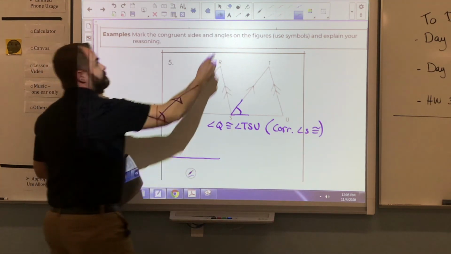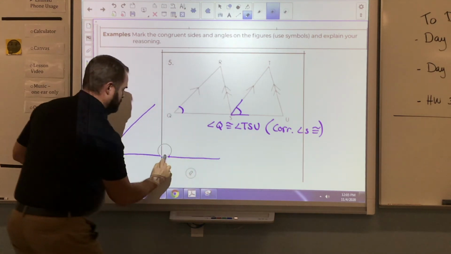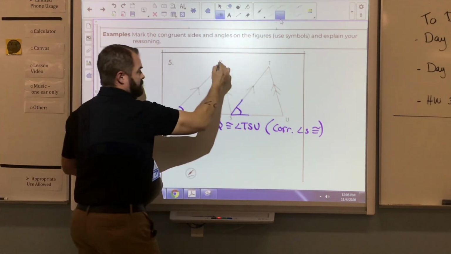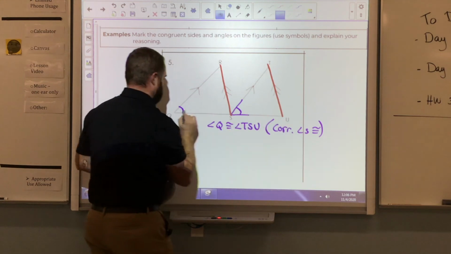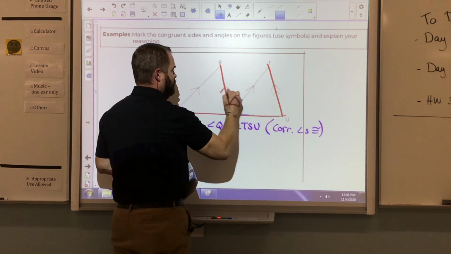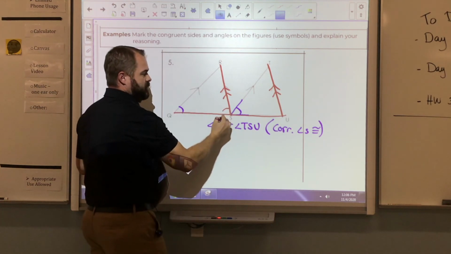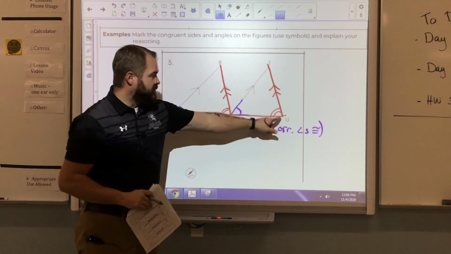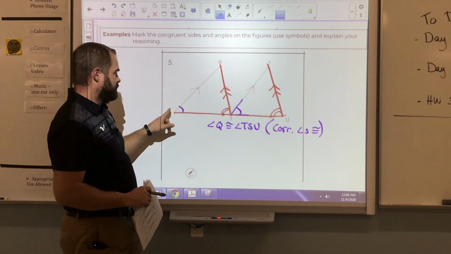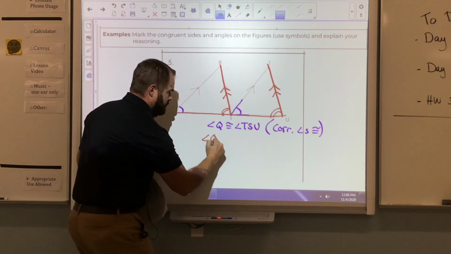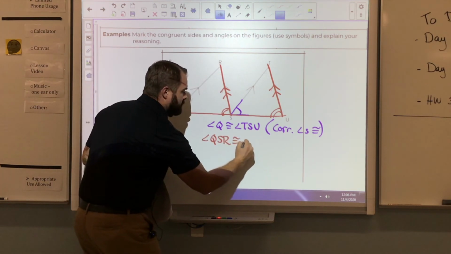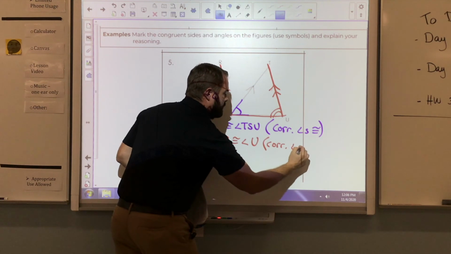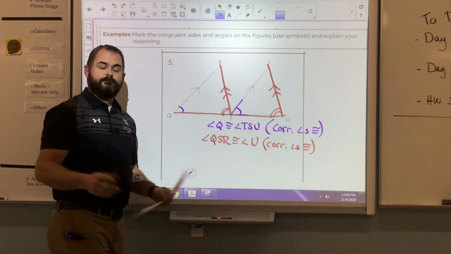But that's not all I have. In fact, I'm going to erase some of this. I also have these parallel lines which creates corresponding angles here as well. So this angle U is congruent to this other angle at S, which I could call angle QSR. So I'm going to say angle QSR is congruent to angle U for the same reason. Corresponding angles are congruent.